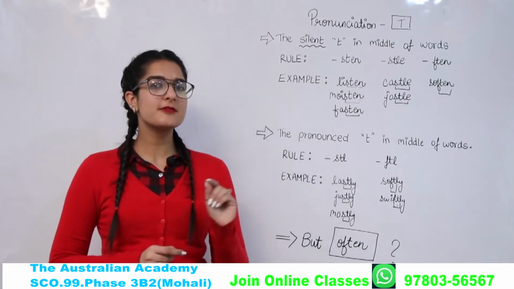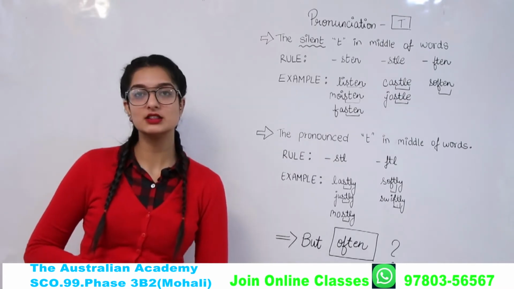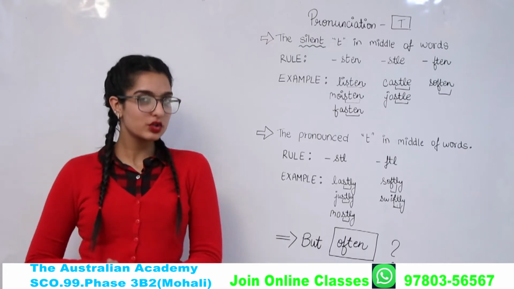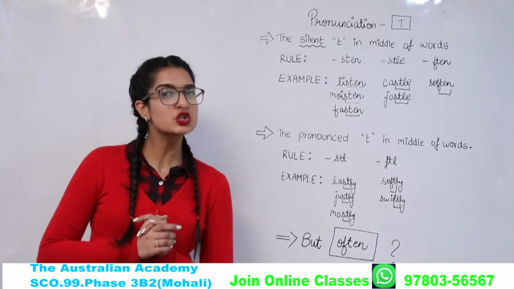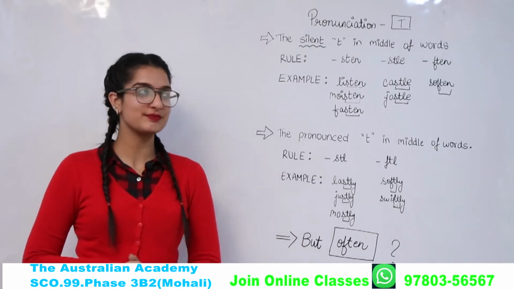You will not say fasten with the T, it's going to be fasten with a silent T. Moisten, you will not pronounce the T, you have to keep the T silent. And yet again, listen with the T is going to be wrong, it needs to be listen.